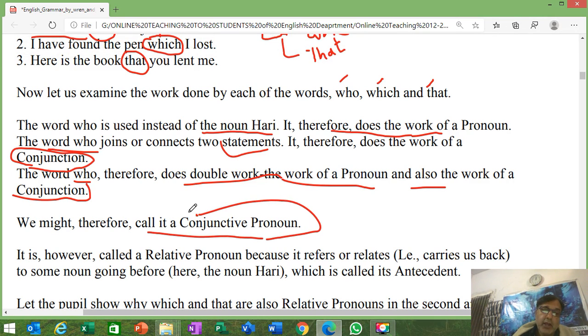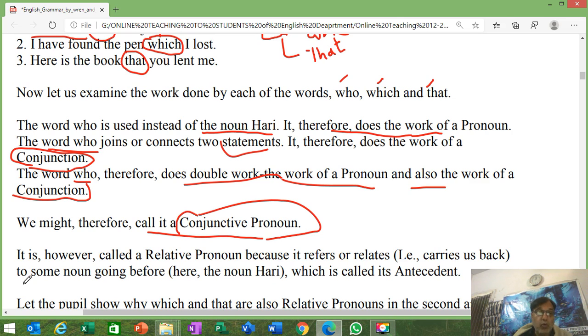We call it conjunctive because what is a conjunctive pronoun? A conjunctive pronoun is one which does the work of a noun and which also works as a conjunction. So such a word is termed a conjunctive pronoun, my dear students, because in that particular sentence, as you saw, it has done the work of a conjunctive pronoun. You understand? I hope that you are getting what I'm saying.